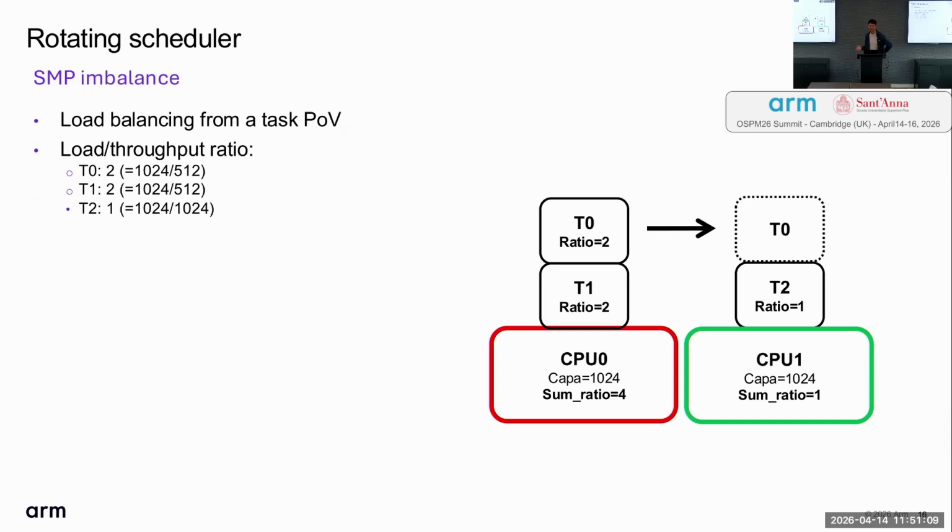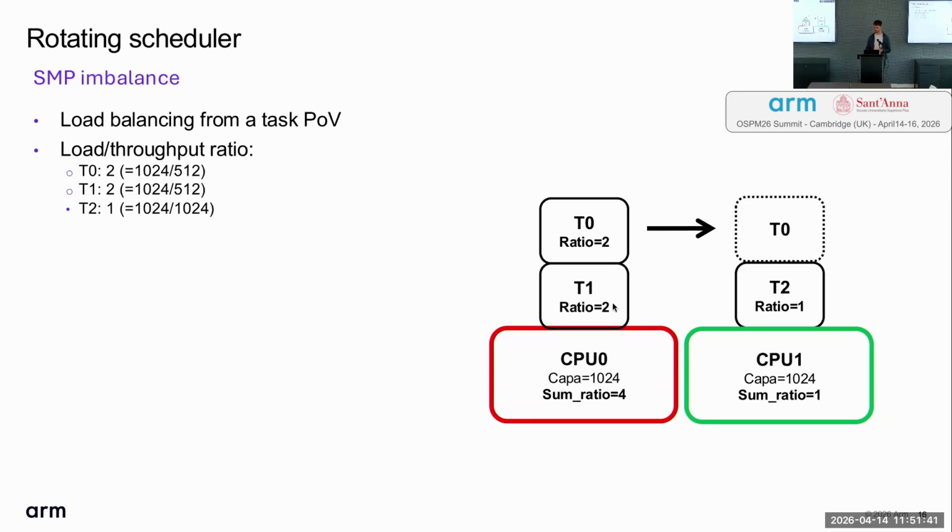So about the SMP issue, ideally, what we would like to do in this case is some load balancing, but not from a CPU point of view, but from a task point of view. So instead of having a ratio of load per throughput for the CPU, you have this ratio, but per task. Here the ratio is 2 and 2 for the tasks that are co-scheduled on the CPU.